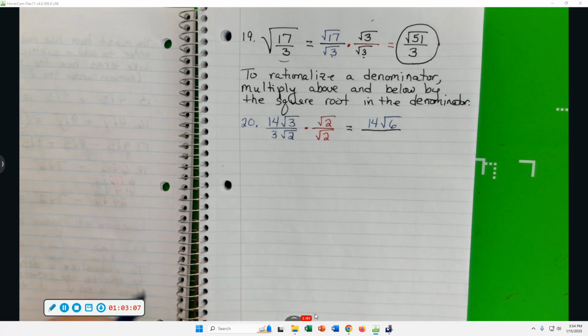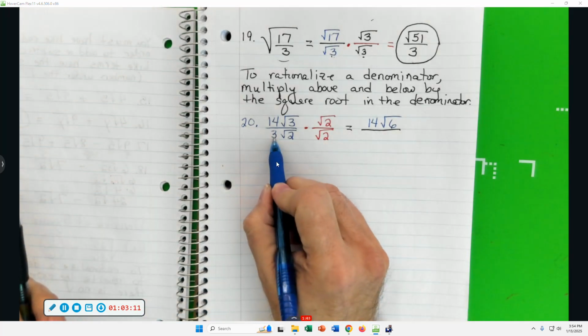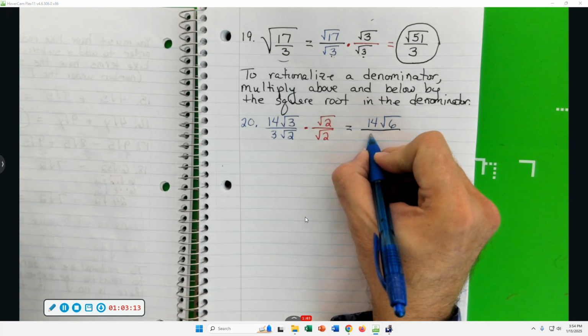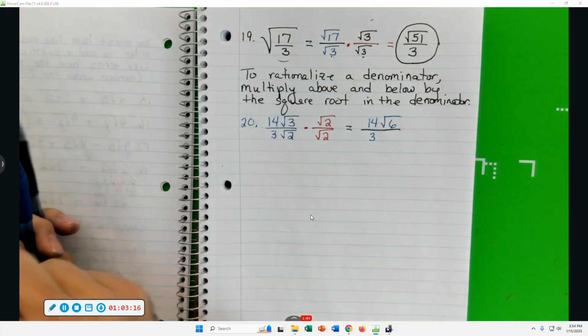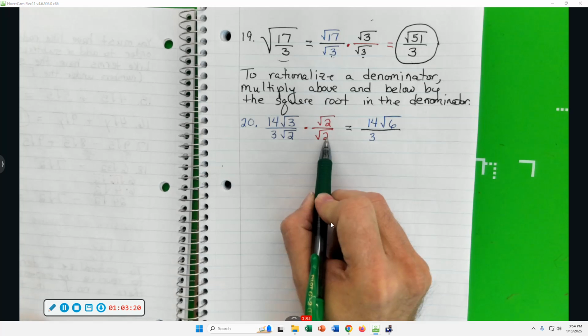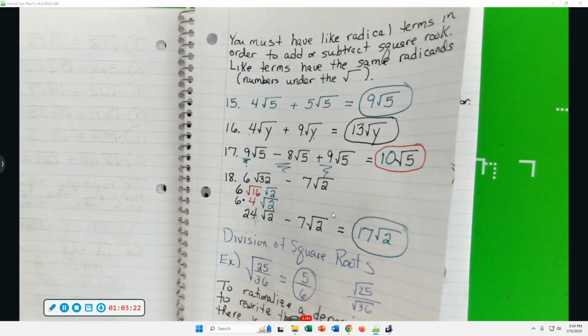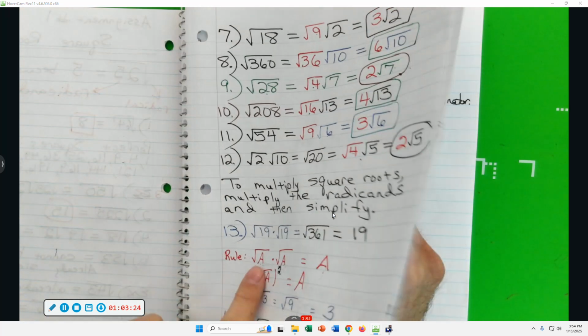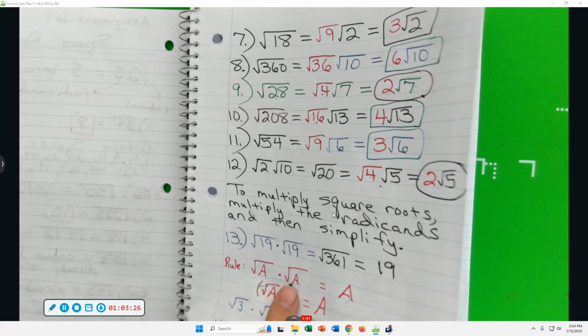Now, the bottom is where it gets a little tricky. Watch out. We have 3 times 3. Now, what's square root of 2 times the square root of 2? 2. Just a 2. Did y'all hear that? That little red rule. Square root of 2 times square root of 2 was 2.